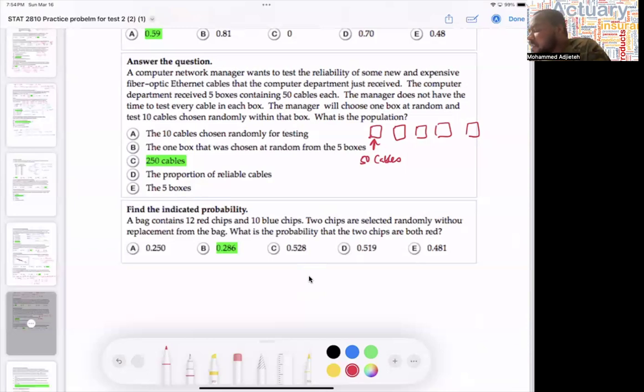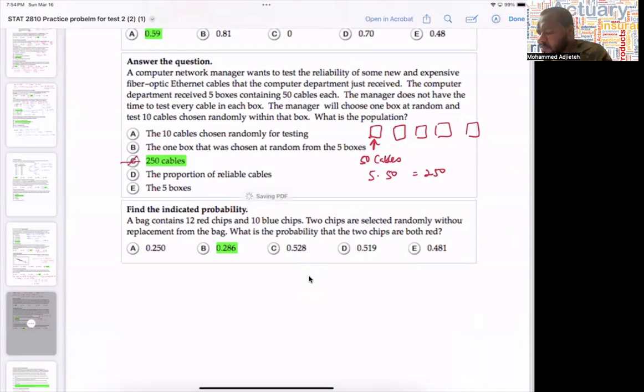So population means the total number of cables. Remember, each box has 50 cables. How many boxes do we have? We have 5 boxes. So to get a total number of cables, we are going to have 5 times 50. That gives us 250 cables. So that is correct.